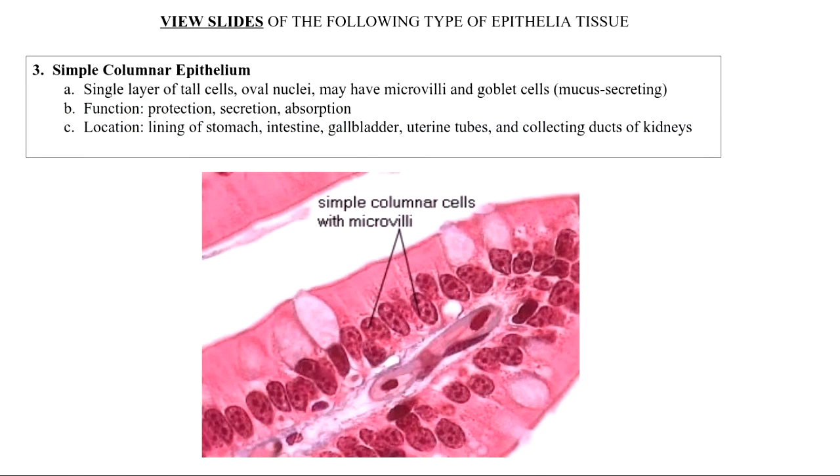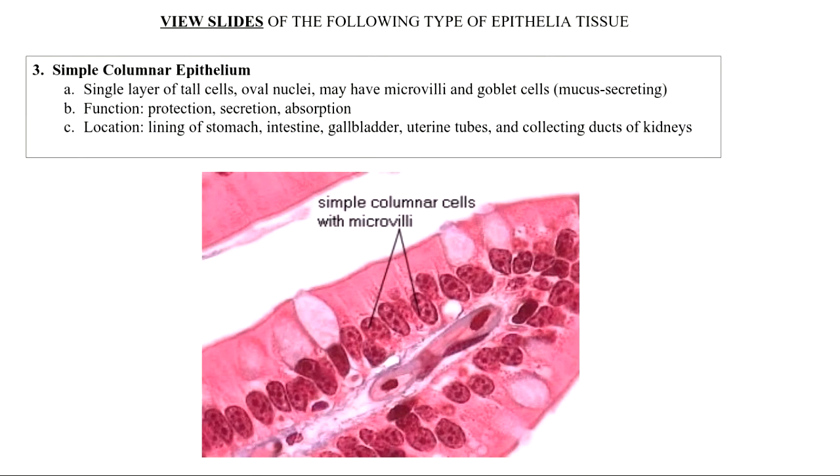And so we see this commonly in the digestive pathway, so in the stomach and the intestines, gallbladder, because you need a pretty strong, tough tissue, but you also need something that can secrete and absorb pretty easily as well. Okay. All right, so that is simple columnar epithelium.